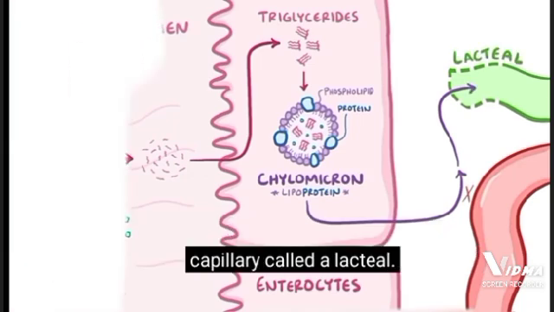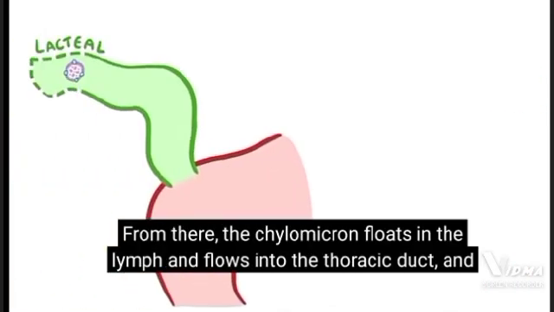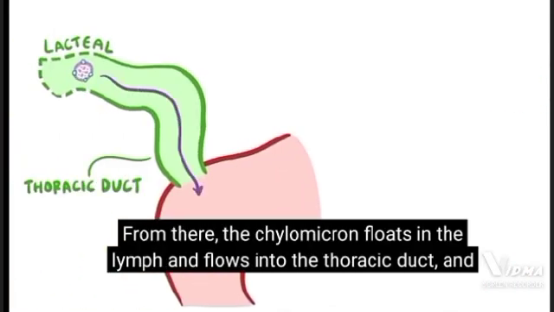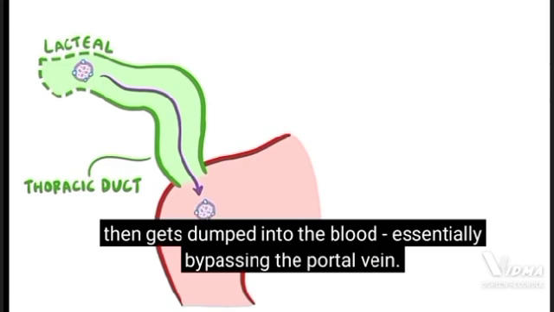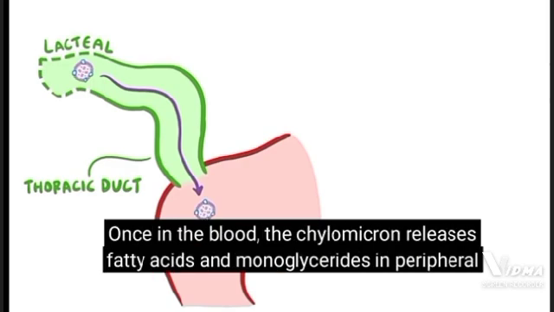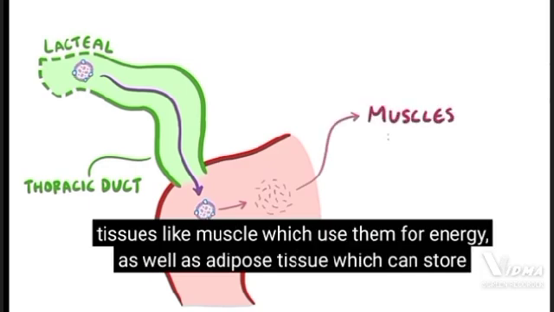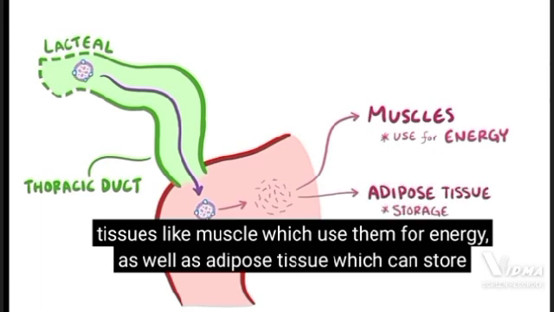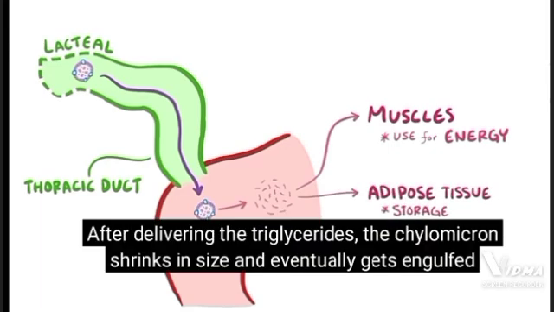From there, the chylomicron floats in the lymph and flows into the thoracic duct, and then gets dumped into the blood, essentially bypassing the portal vein. Once in the blood, the chylomicron releases fatty acids and monoglycerides in peripheral tissues like muscle, which use them for energy, as well as adipose tissue which can store them. After delivering the triglycerides, the chylomicron shrinks in size and eventually gets engulfed by the liver.